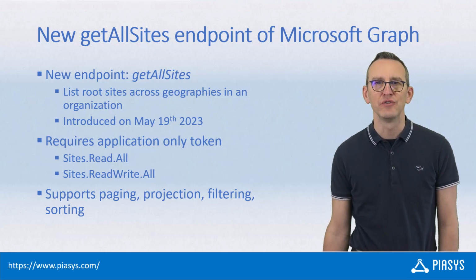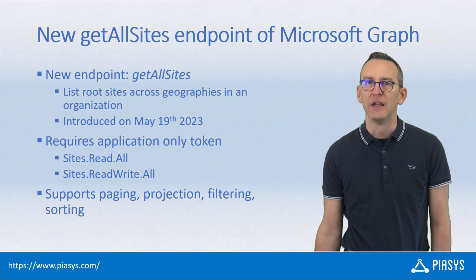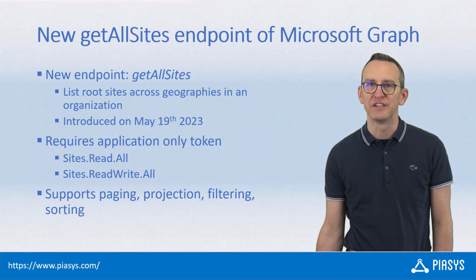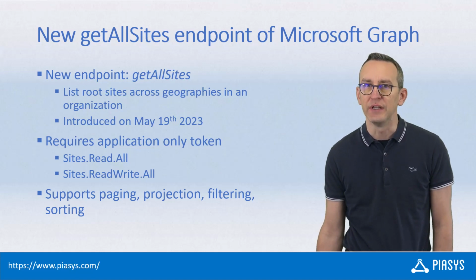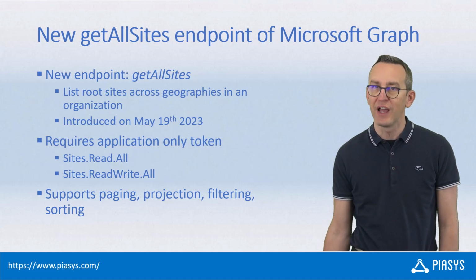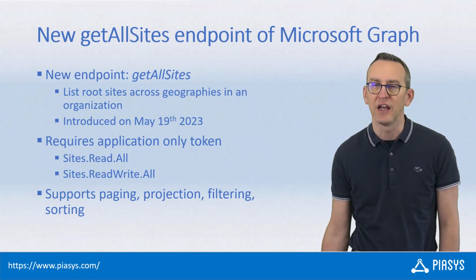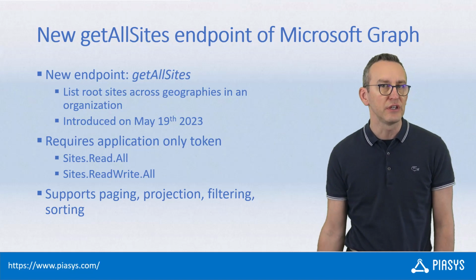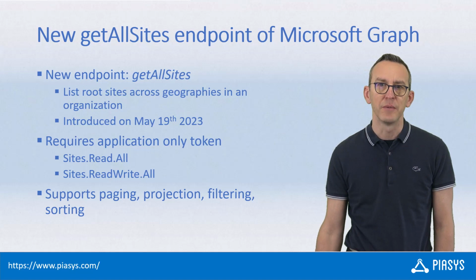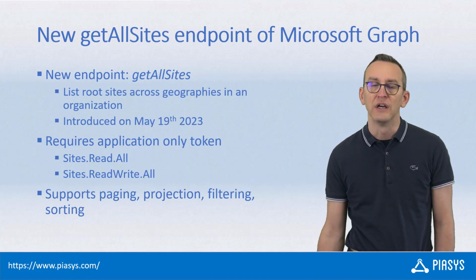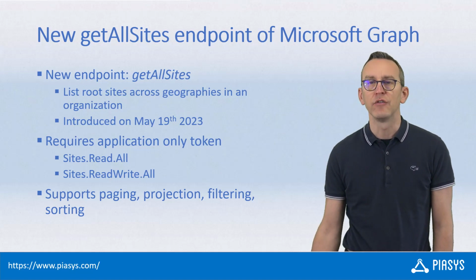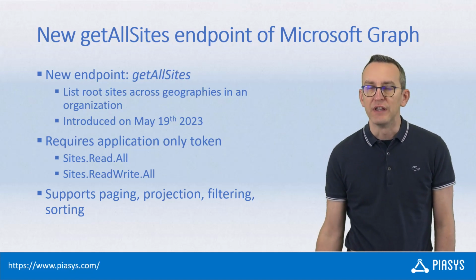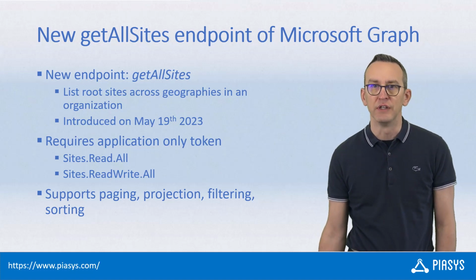Today I want to introduce you to a new API endpoint made available by Microsoft under the Sites endpoint, which is called Get All Sites. With this endpoint you can retrieve the whole collection of site collections that you have in a target tenant across geographies. In order to use it, you need to provide an application-only access token with either the permission scope of type sites.read.all or sites.readwrite.all. It is really useful and it also allows you to do paging, filtering, projection and sorting of the output.